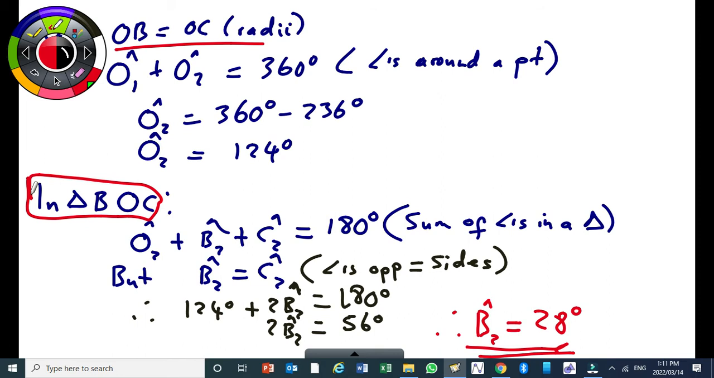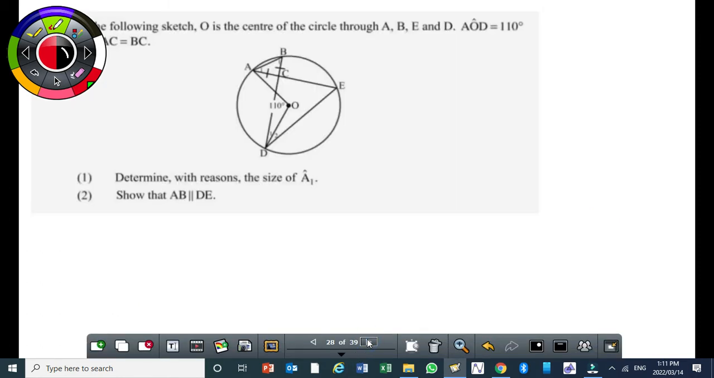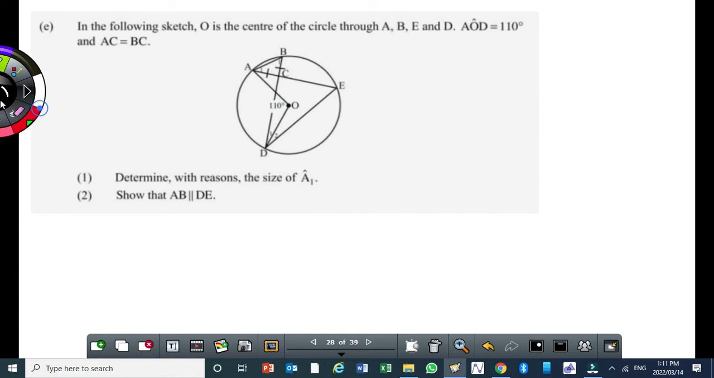Okay? And I'm sure you can see that I'm showing everything, the statements, the reasons. And you need to make sure that when you're answering questions like this, provide more information than less information. Okay? If you provide less information, you can end up losing some marks. Any question? All right, then let's move on to the next question.